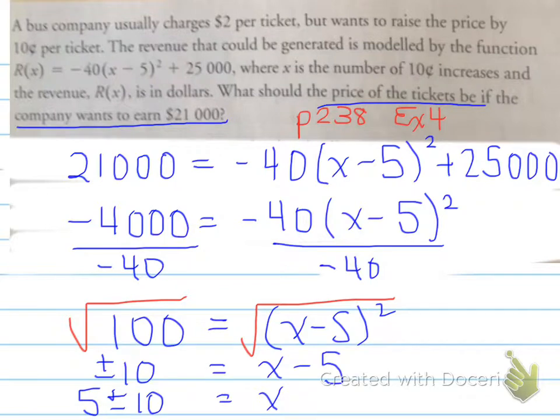So we need to find the values. That means x is equal to 15, and if we subtract, x equals negative 5. So what should the price be? Well, if we're looking at it in terms of dollars, and x is the number of 10-cent increases, we either take $2 and decrease by 5 times 10 cents, or we take $2 and increase by 15 times 10 cents.